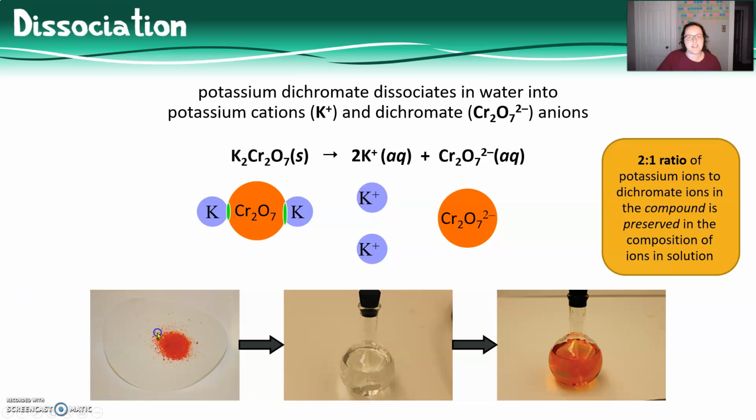At the bottom are a sequence of images showing the creation of the solution, starting with potassium dichromate as an orange solid as the solute and water as the colorless solvent in the flask. Mixing these two together results in the orange solution on the right, which contains potassium and dichromate ions with a 2-to-1 ratio of potassium to dichromate. And you'll notice none of that original solid remains if this is fully dissolved.